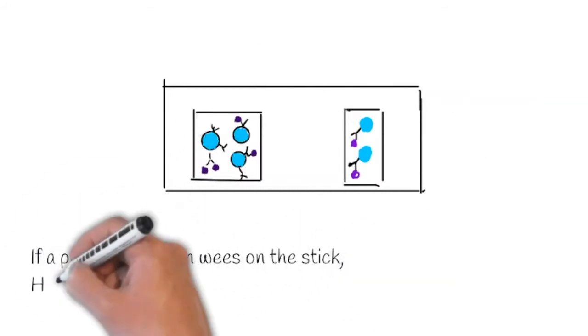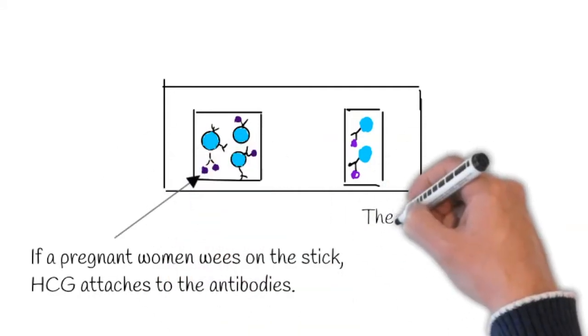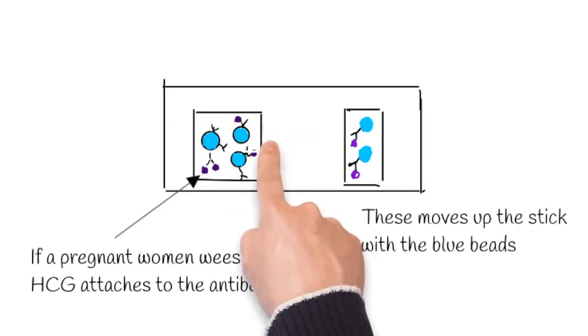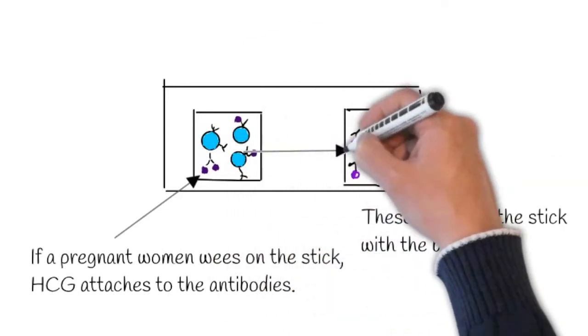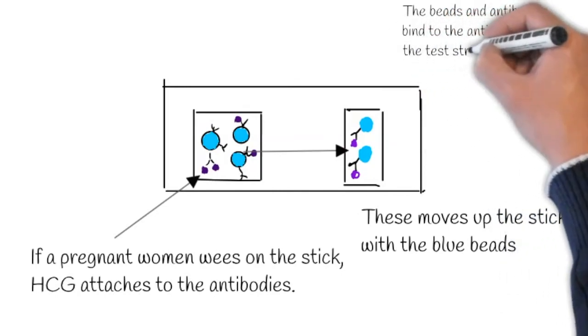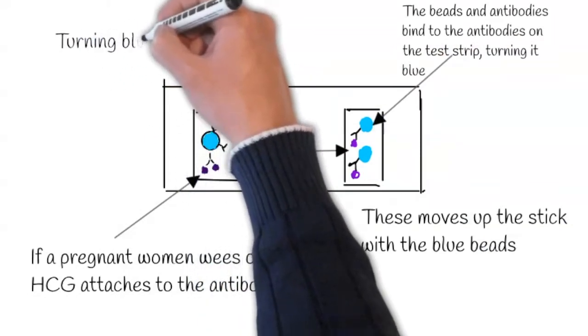If a pregnant woman wees on the stick, HCG attaches to the antibodies, as you can see here. These move up the stick with the blue beads. And as you can see here, they've moved to the test strip. The beads and antibodies bind to the antibodies on the test strip, turning it blue, showing a pregnant result.